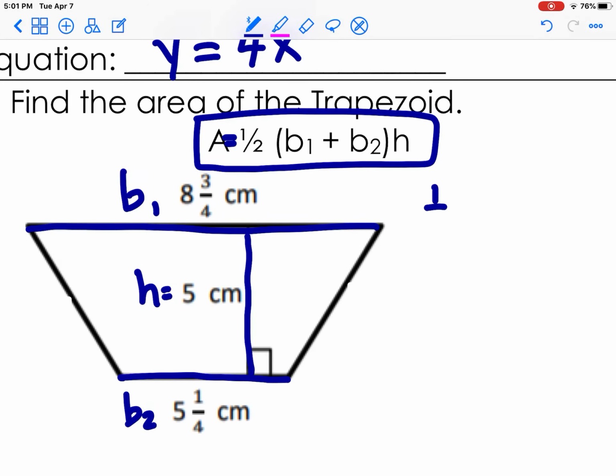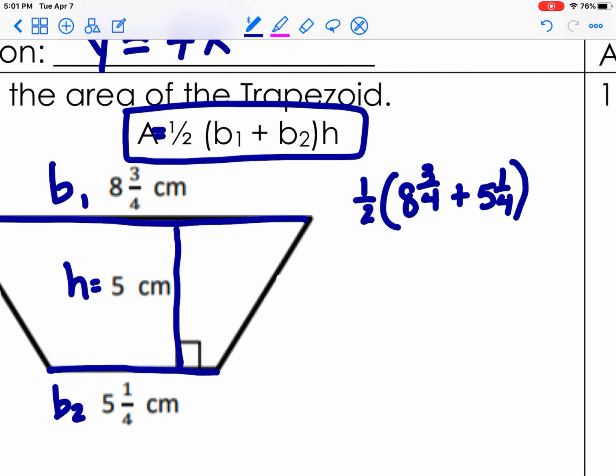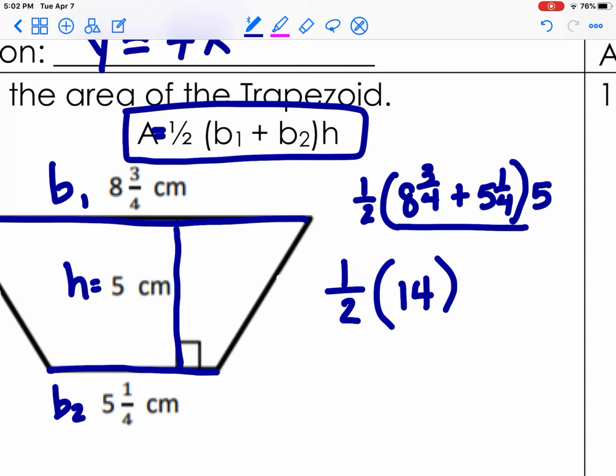So it's 1/2 times b1, which is 8 3/4, plus b2, which is 5 1/4. Notice it's fractions, but I made the fractions easy, times the height, which is 5. So here we go. I'm going to add 8 3/4 plus 5 1/4. I know that 8 plus 5 is 13, and then 1/4 plus 3/4 is 1. So 8 3/4 plus 5 1/4 would be 14.